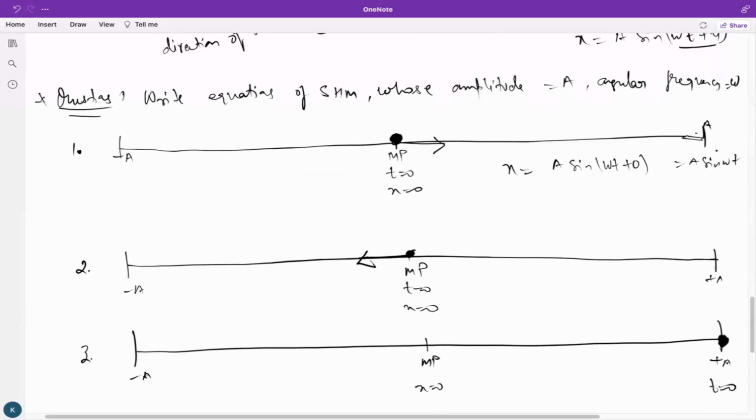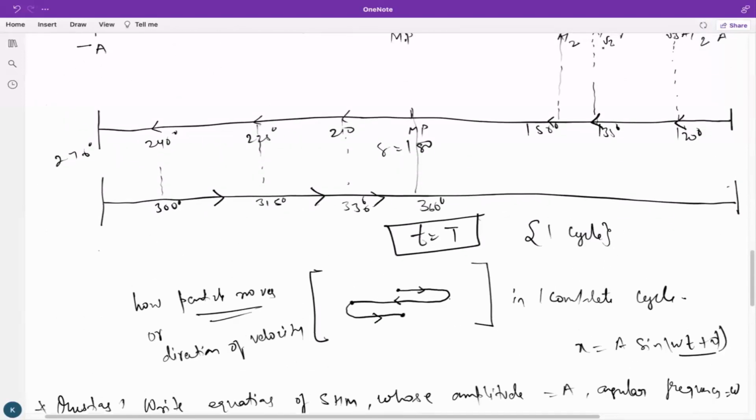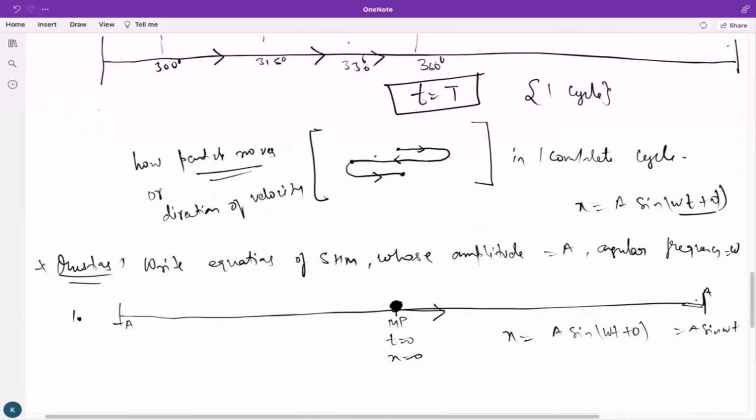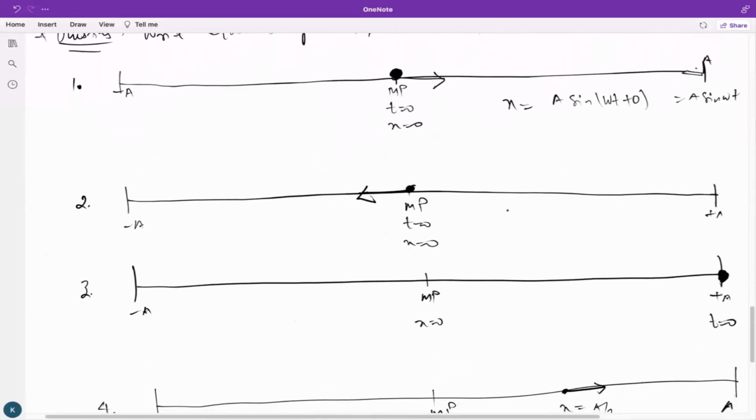In this question, actually, it is merging with the 180-degree angle, right? So our initial phase is actually phi. So in this case, our x is equal to a sine omega t plus phi. And this actually is equal to minus a sine omega t. So this is our equation of motion.